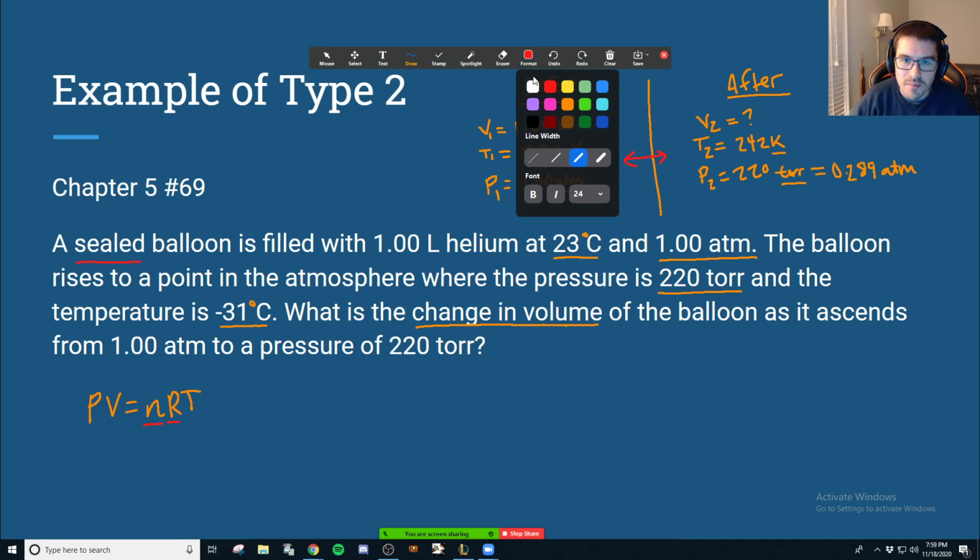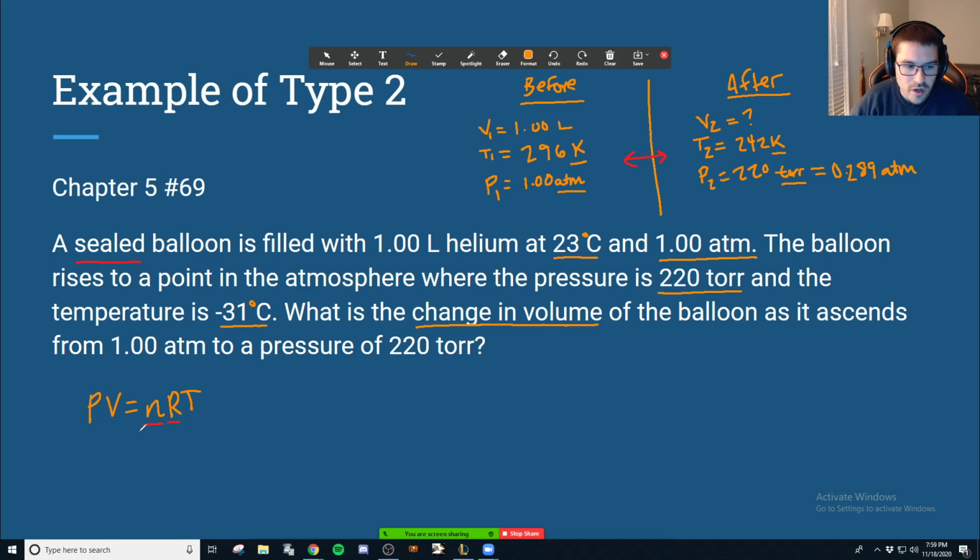What that means for us then is we're going to divide both sides of this equation by T. I don't want T over here with the constant stuff. I want some expression equal to a constant, and that's what this gives me. PV over T is equal to N times R. But for this scenario, N times R is a constant value. I don't know what it is, but it's a constant value.